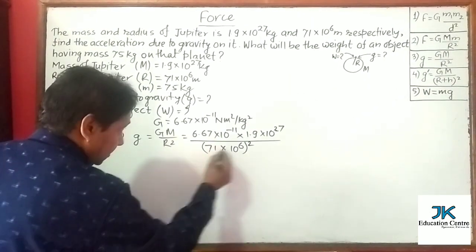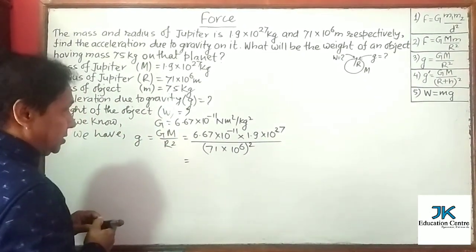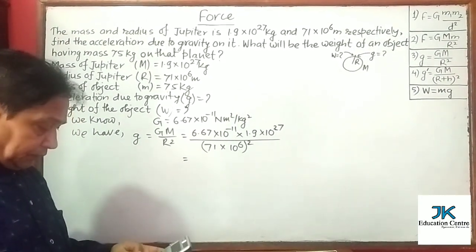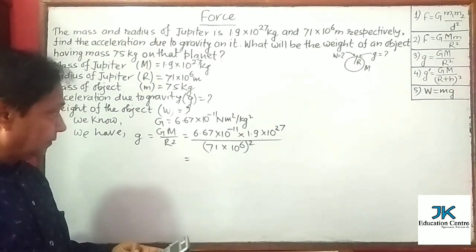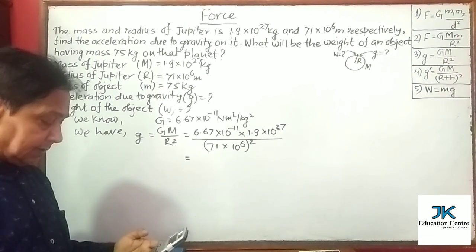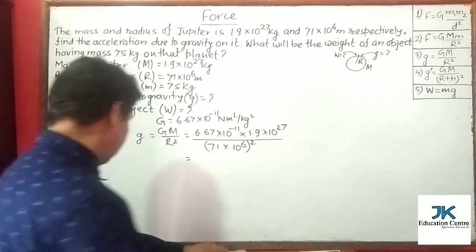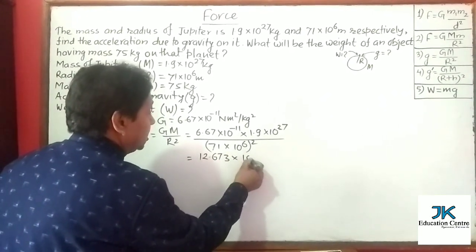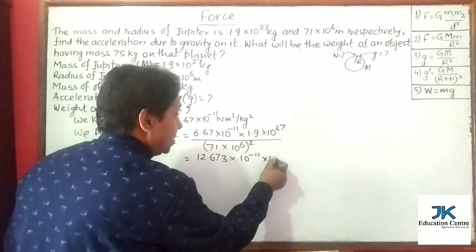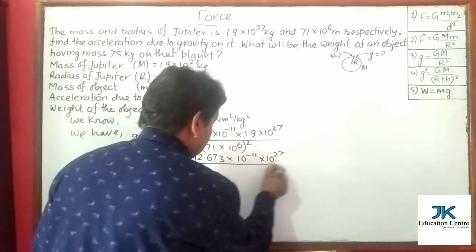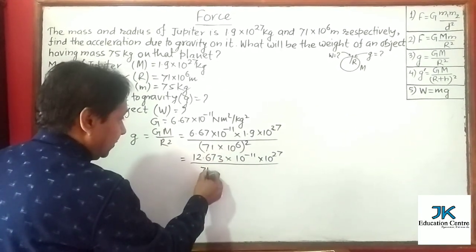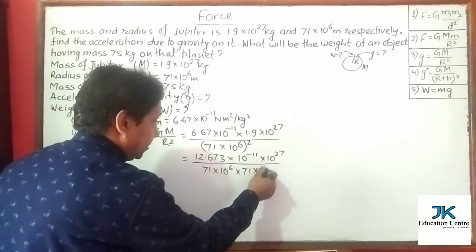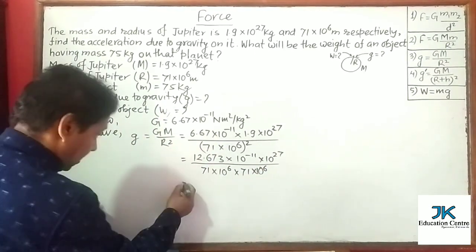Now we can use the calculator. 6.67 into 1.9. This is equal to 12.673. 12.673 into 10 to the power minus 11 into 10 to the power 27. In the denominator look at this. This square means what? The same can be written twice. 71 into 10 to the power 6 into 71 into 10 to the power 6.